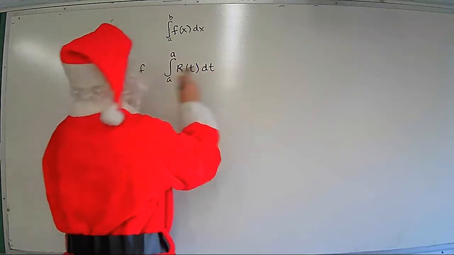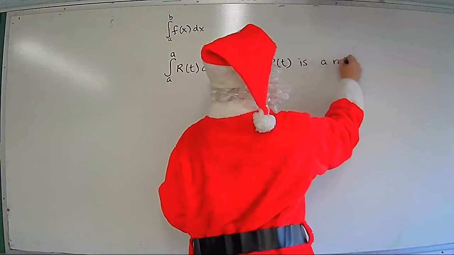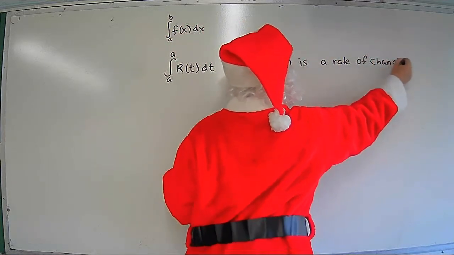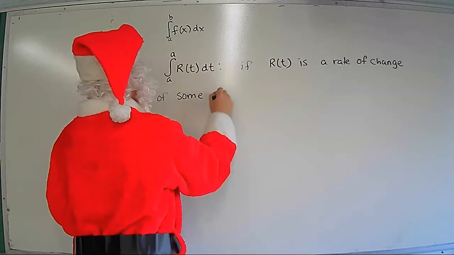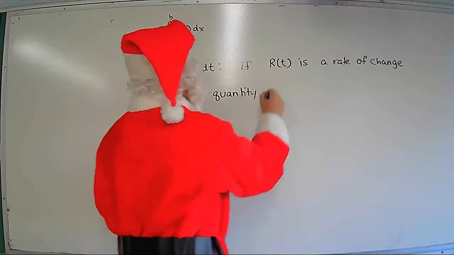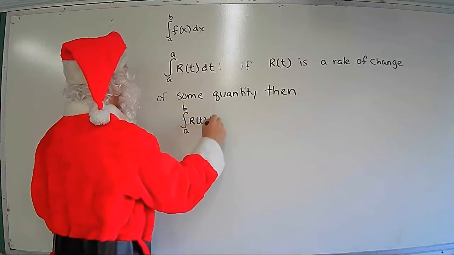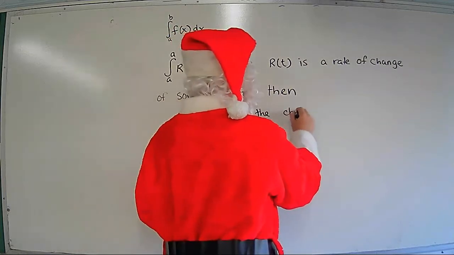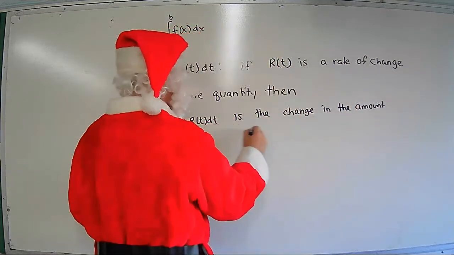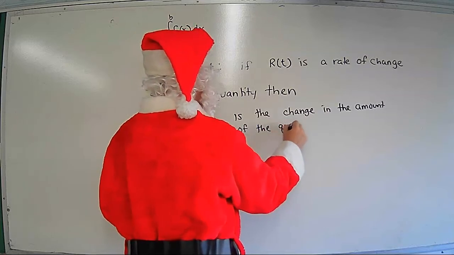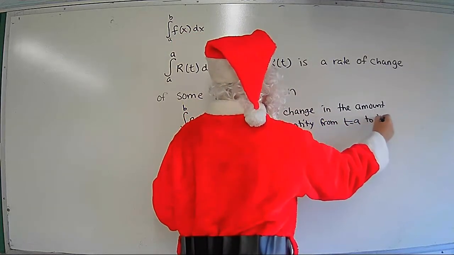So let's just say this: if R of t is a rate of change of some quantity, then the definite integral from a to b of R of t is the change in the amount of the quantity from t equals a to t equals b.